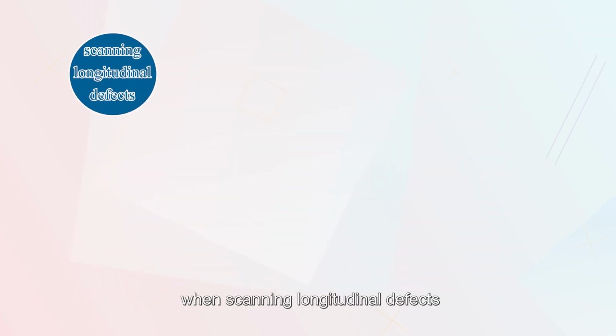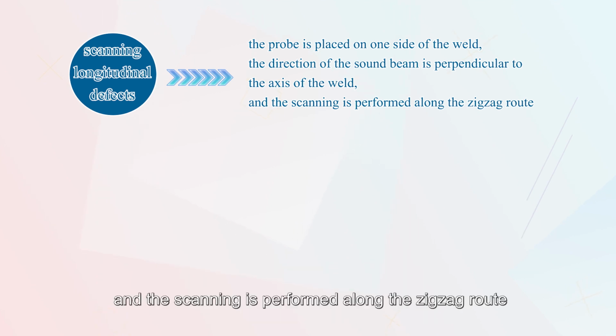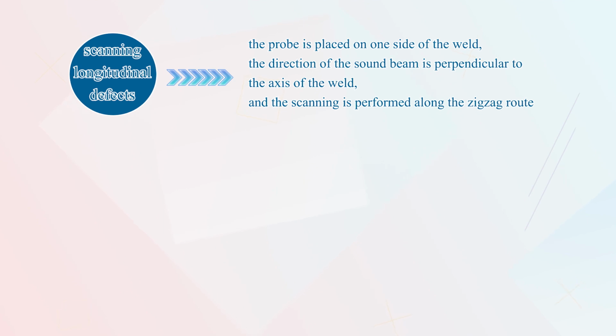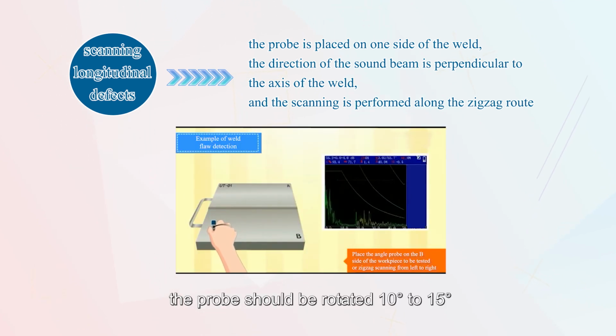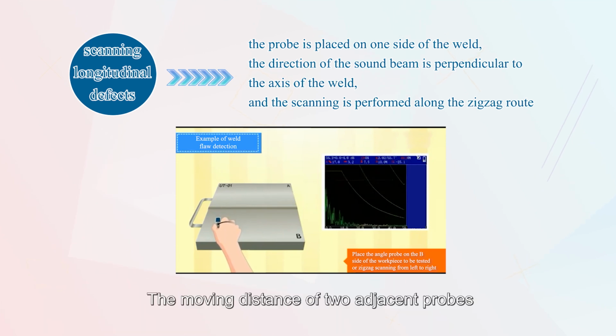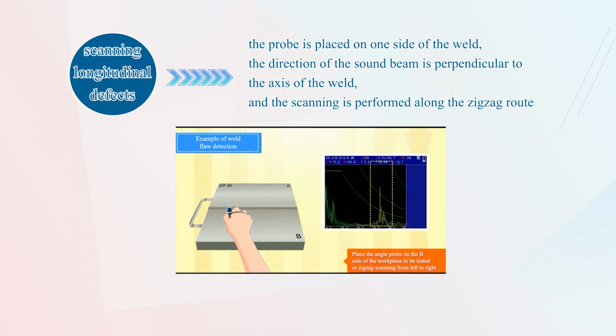Usually, when scanning longitudinal defects, the probe is placed on one side of the weld. The direction of the sound beam is perpendicular to the axis of the weld, and the scanning is performed along the zigzag route. During scanning, the probe should be rotated 10 degrees to 15 degrees. The movement distance of two adjacent probe positions should ensure at least a 10% overlap of the probe width.